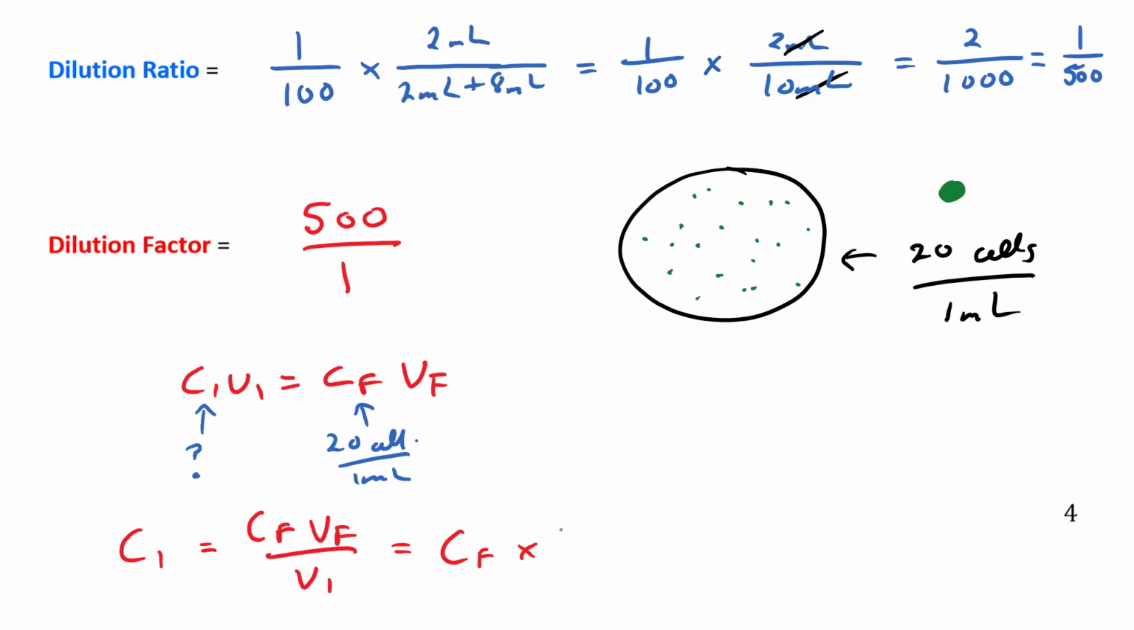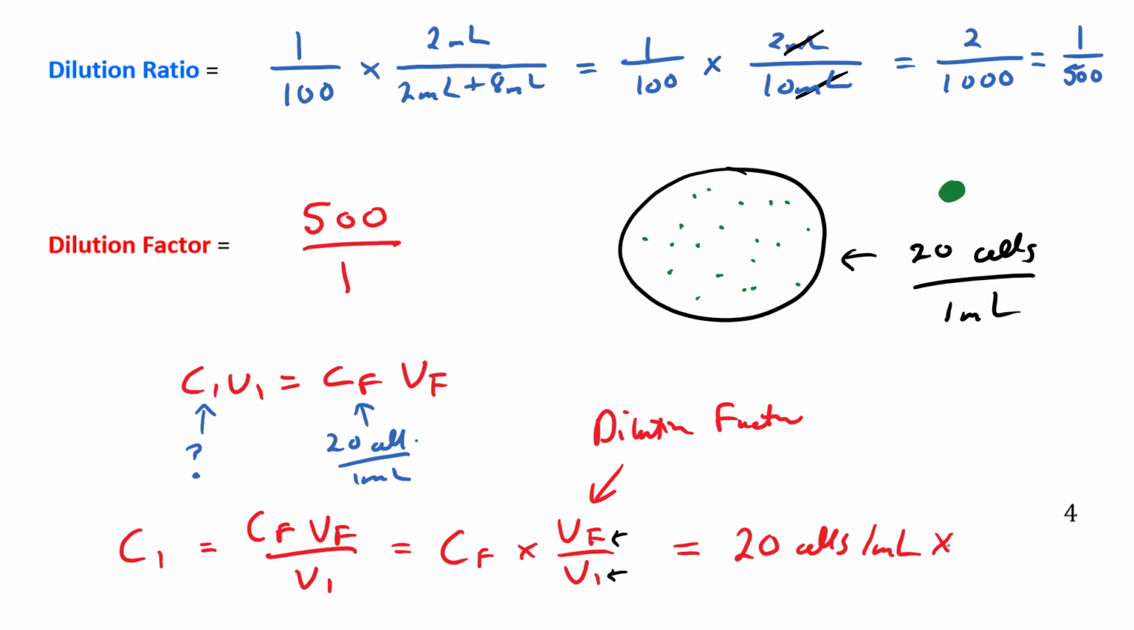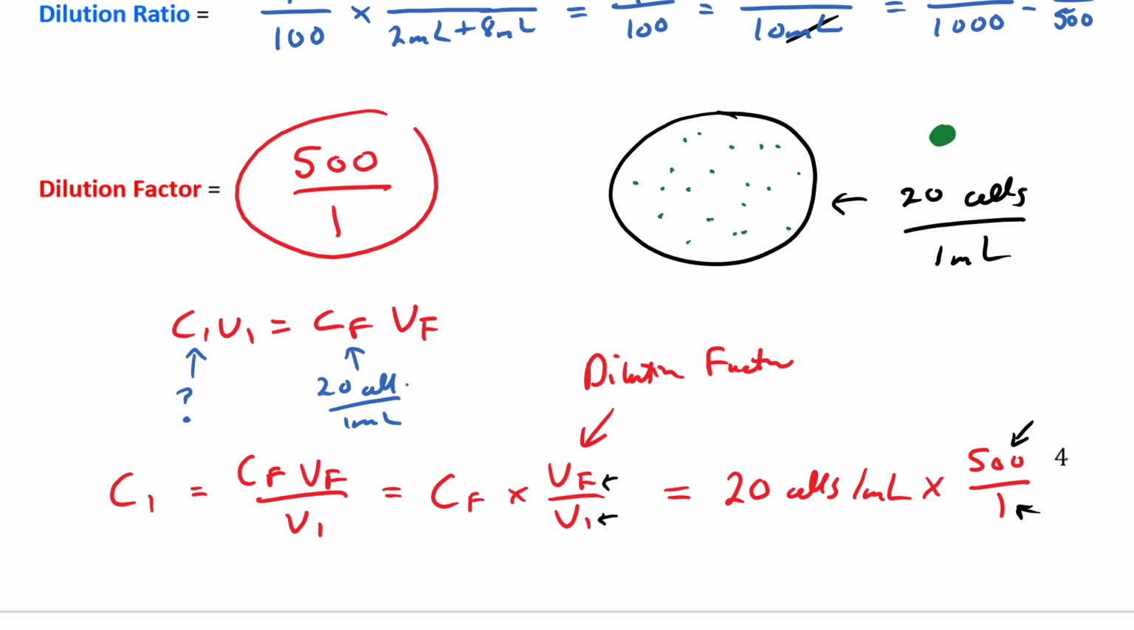Let's rearrange it so that we have our dilution factor here. Again, we have our final volume over our initial volume. The final concentration, 20 cells per ml, multiplied by my dilution factor. My dilution factor is right here, 500 over 1. 500 parts final for every 1 part initial. Work that out. We have 10,000 cells per ml.